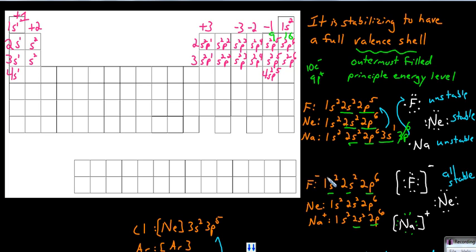F minus was the new designation for this. So we now call it fluoride. Monoatomic anions end in "ide."